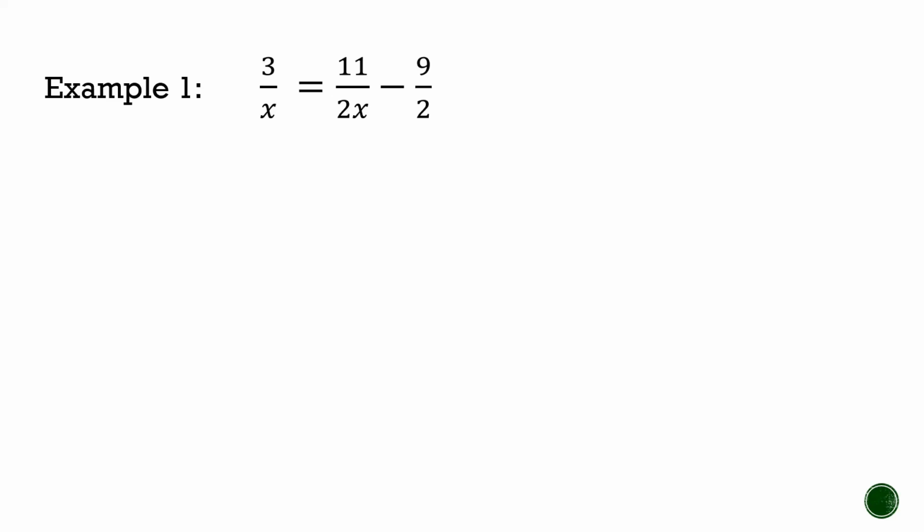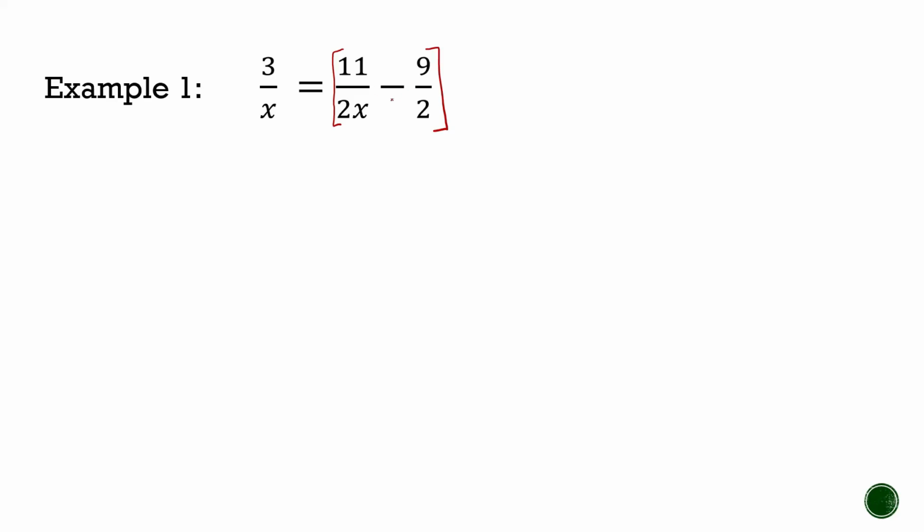Alright, so how do we solve rational equations? I believe there are two ways of solving rational equations, and it always depends on the given. So say for example, in this one, my advice is for us to combine the terms on the right side, these two. So what I will do is I will combine these two.